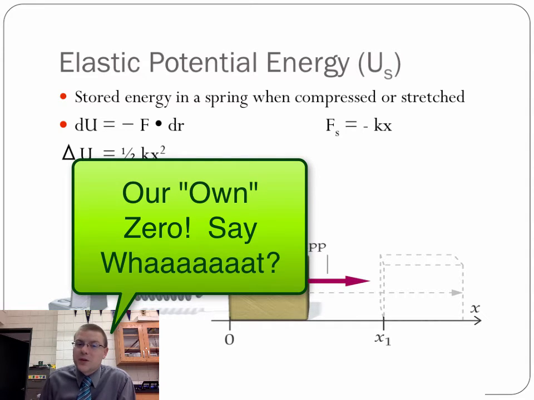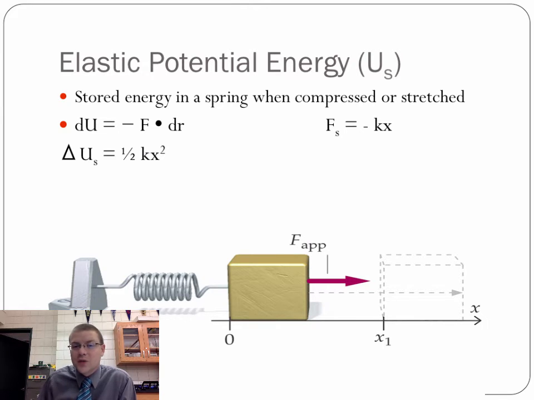And the zero point for a spring is pretty easy. You want to take that zero point to be when there is no stress or compression in the spring, that relaxed length for a spring. So we can use the same setup we had last time and say that dU is equal to the negative integral of F dot dr, and this time this force is a spring force.